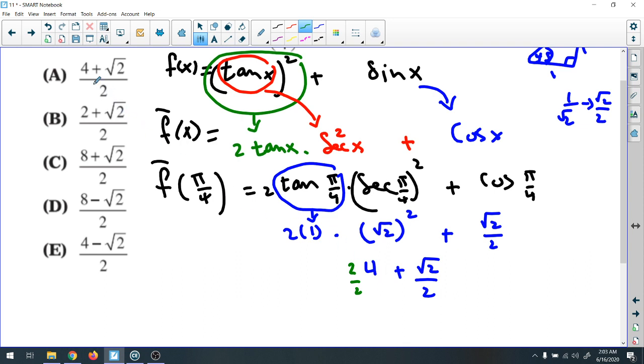There is a big difference between 4 plus square root of 2 with the whole thing in the numerator, and this, which is just 4 plus square root of 2 over 2. If we multiply by 2 over 2, then it will be 8 over 2 plus square root of 2 over 2. Then you take the common denominator, 2. Then our numerator will be 8 plus the square root of 2. So the answer will be C.